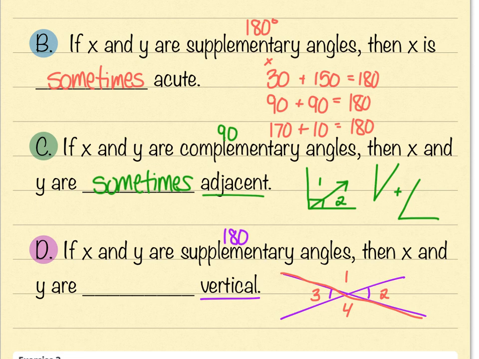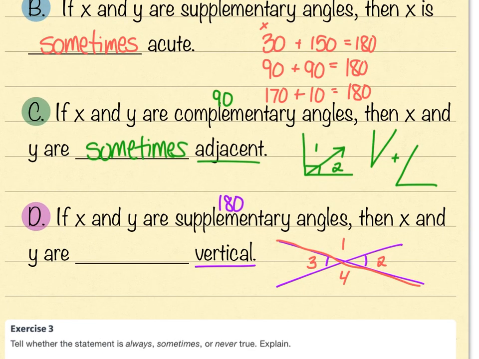However, there is 1% of the time when I have two lines that are intersecting perpendicularly. And so I could have a right angle and a right angle and a right angle and a right angle, and this would be the only time that two angles could be vertical and also supplementary. So angle 1 and angle 3 would be vertical angles, and also because they're both 90, add to 180. So even though that doesn't happen very often, I still would have to say sometimes and not always or never.